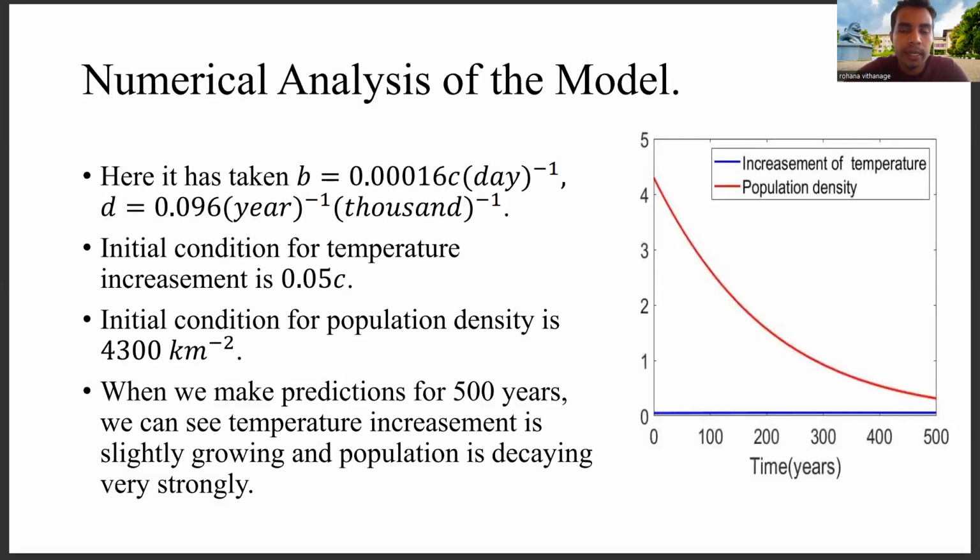So now we can analyze this mathematical model by using numerical analysis. So basically using MATLAB, I have plotted the graph. You can see that this red curve represents population density, and this blue curve represents the increase of the atmosphere temperature. So if you predict for the next 500 years, we can see that human population density is decreasing according to our mathematical model, and atmosphere temperature is increasing little by little.